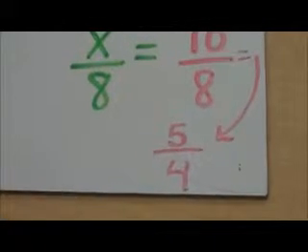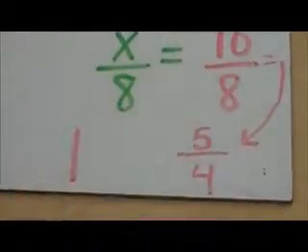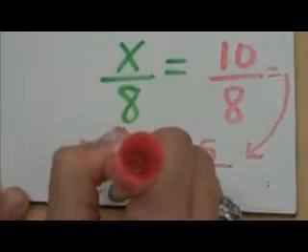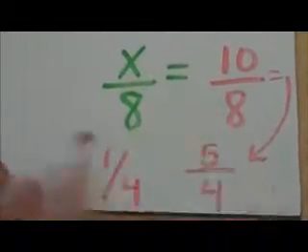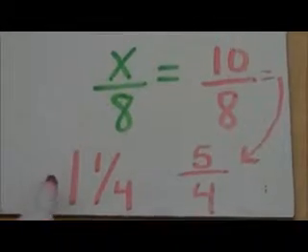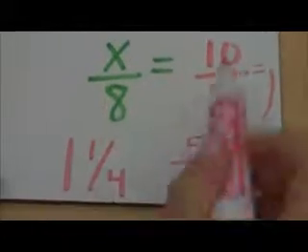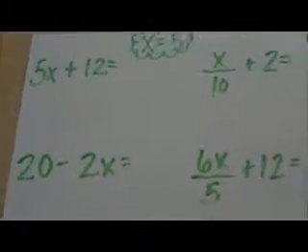And then if I change it to a mixed number, I know that 4 can go into 5 one time with 1 left over, and my denominator of 4, back to my original improper fraction. So my answer is 1 1/4. Okay, so this was actually a few more steps, but that's okay. You should remember that.